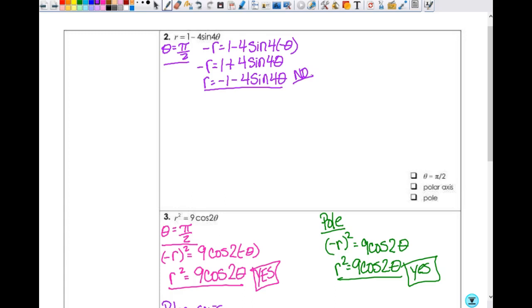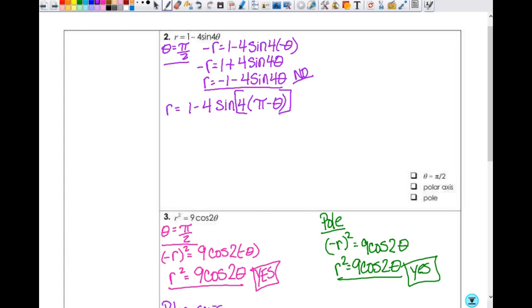Now, we're going to go ahead and do the second part too, because something else happens there as well. So to try the second part of the theta equals pi halves, we substitute in an r and then pi minus theta. So this is going to give me r equals 1 minus 4 times the sine of 4 times pi minus theta. So we really have brackets here, right? Because it's the sine of that whole mess right there.